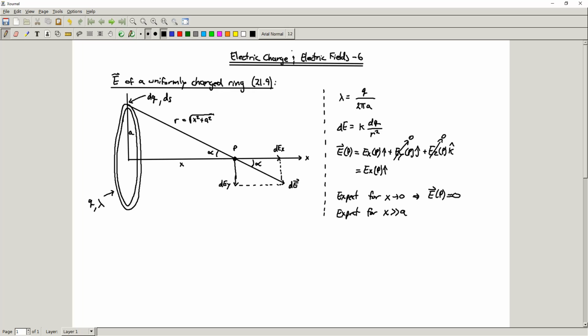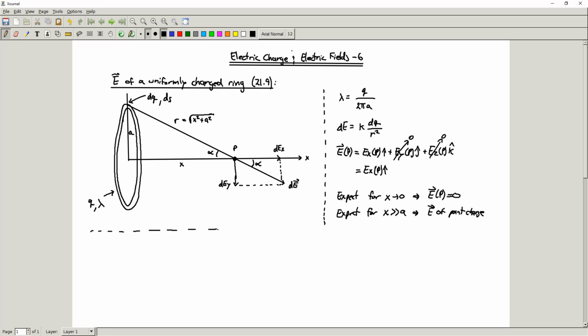For x much, much larger than the radius of our ring, we would expect, again, to regain the electric field of a point charge, right? If we get really, really far from this ring, we would expect the electric field at that point to look very much like that of a point charge. We're very, very far. We can't really see the ring anymore, so it's kind of like a point charge. Okay, so let's do the calculation and see if this is actually what we end up with.